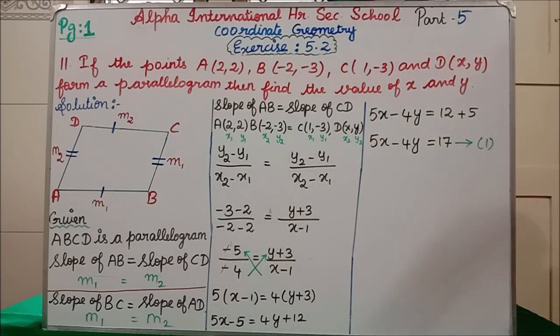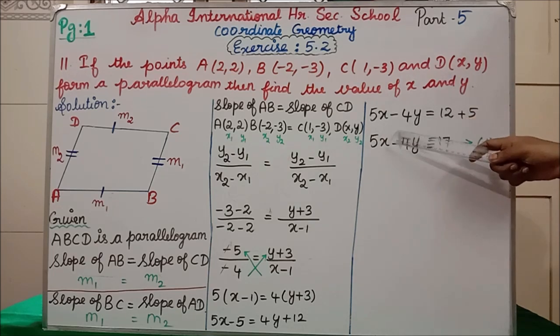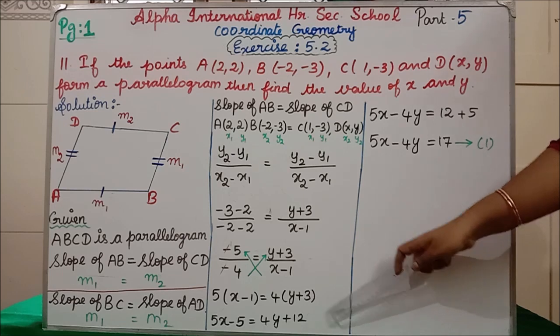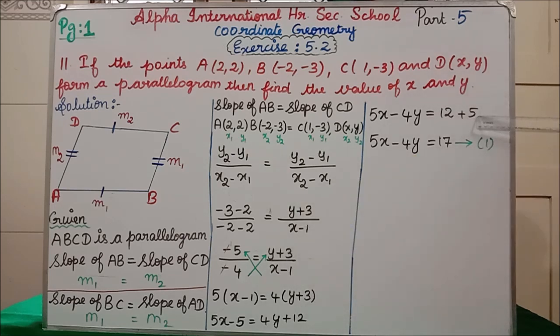Then we write the variables on one side and the constants on the other side. So 5x minus 4y is equal to 12. That minus 5 comes to this side as plus 5. So 5x minus 4y equal to 17. You mark that as equation 1.